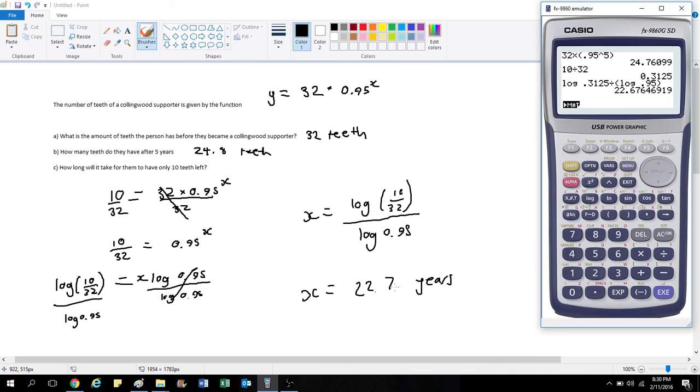So a pretty cool example. Of course, the other way we can do this is by using solve on our calculator, but it's extra cool that we can use logarithms to help us solve this problem. And that's the process I want you guys to use for the questions that we have here. So I hope this helps.